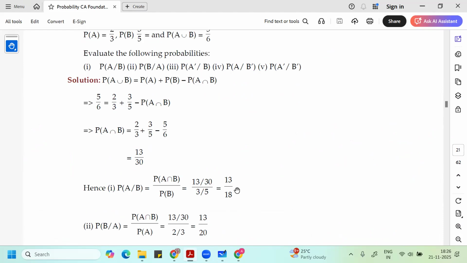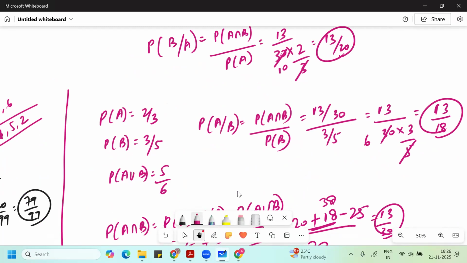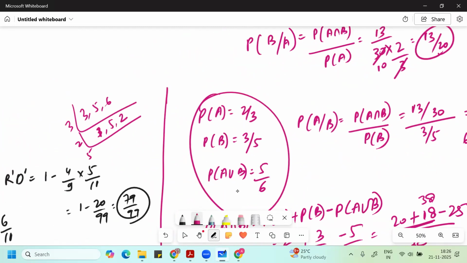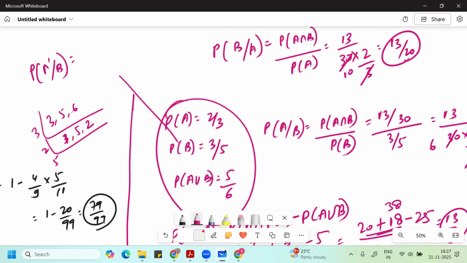Third is probability of A dash by B. Probability of A dash by B. Then here if I ask you, based on this data, probability of A dash by B.